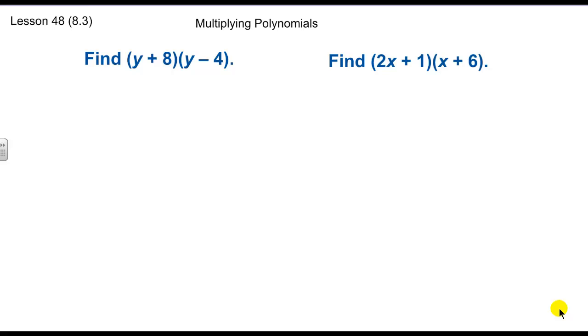In our last lesson, we talked about multiplying monomials by polynomials, and today we're just going to talk about multiplying polynomials. In each of the first two cases, we're multiplying a binomial by a binomial, and really what we need to do here is simply do, if you will, a double distributive property. So we need to multiply each term in one by each term in another.